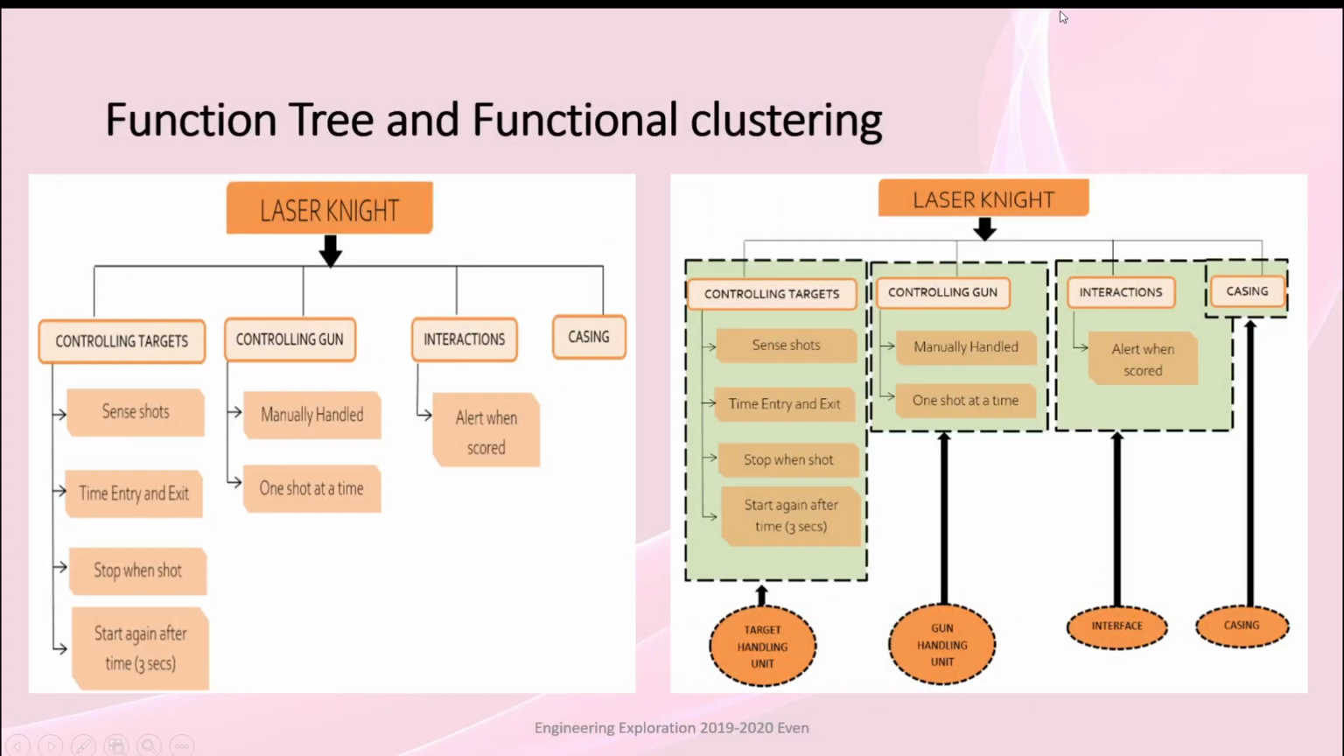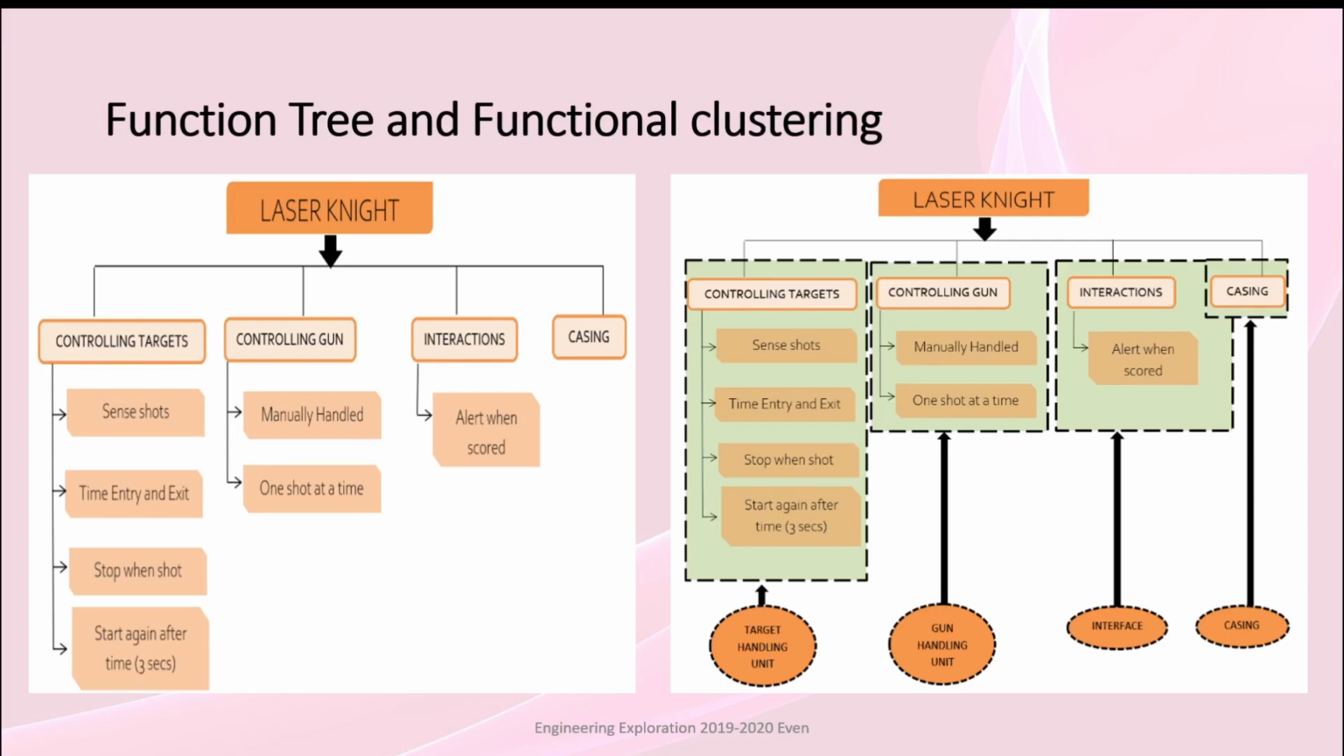Based on the various functions listed according to the requirements of the client, we constructed a function tree listing all the functions to be performed by Laserlight. The function tree is under 4 specific subheadings, namely controlling targets, controlling gun, interactions, and casing. All these functions are further clustered to form 4 different subsystems, which are target handling unit, gun handling unit, interface unit, and casing.